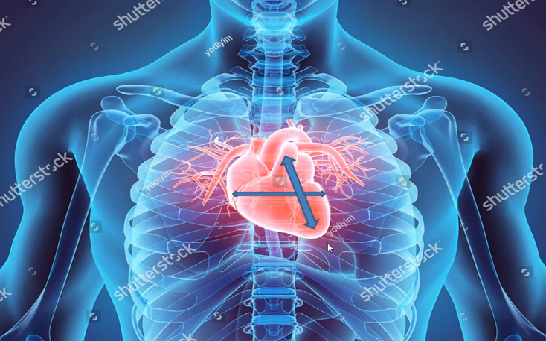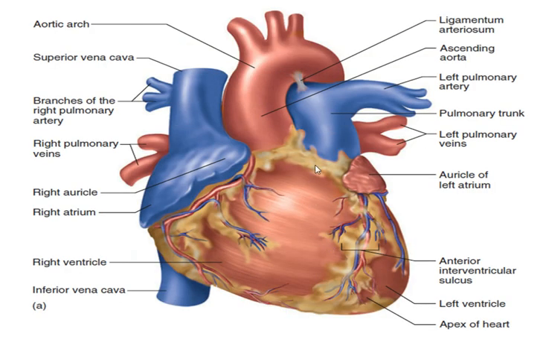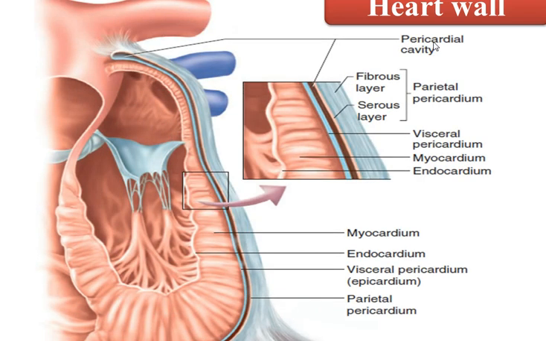And the heart has 4 chambers: the right atrium and left atrium, and also the left and right ventricle. And also I will explain the heart wall and the valves, as well as the systemic vessels. First we start with the heart wall.